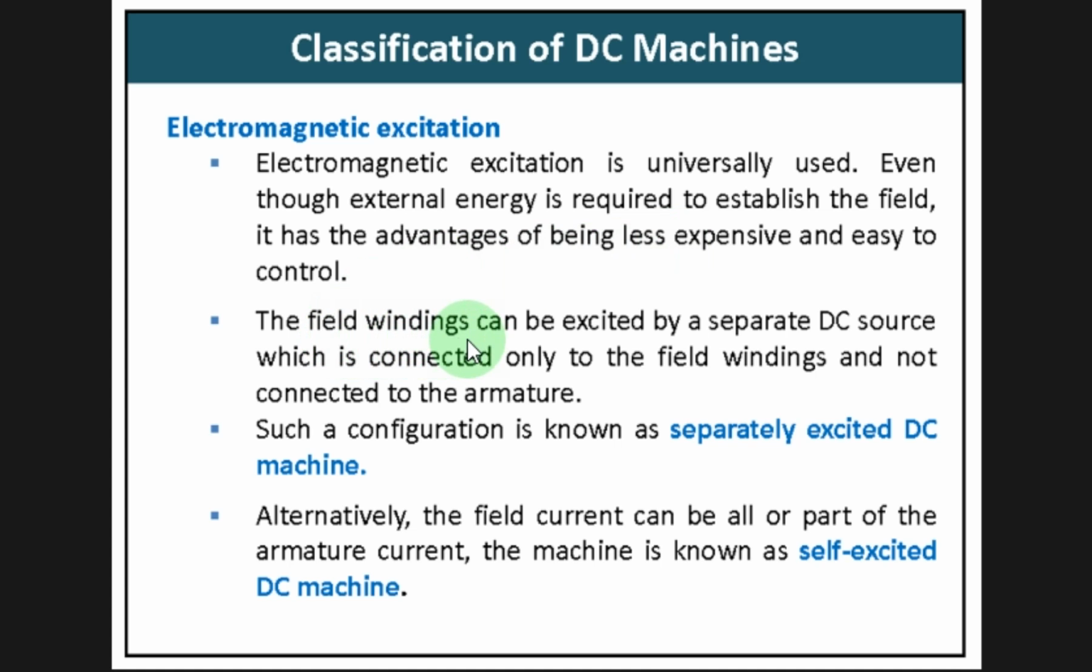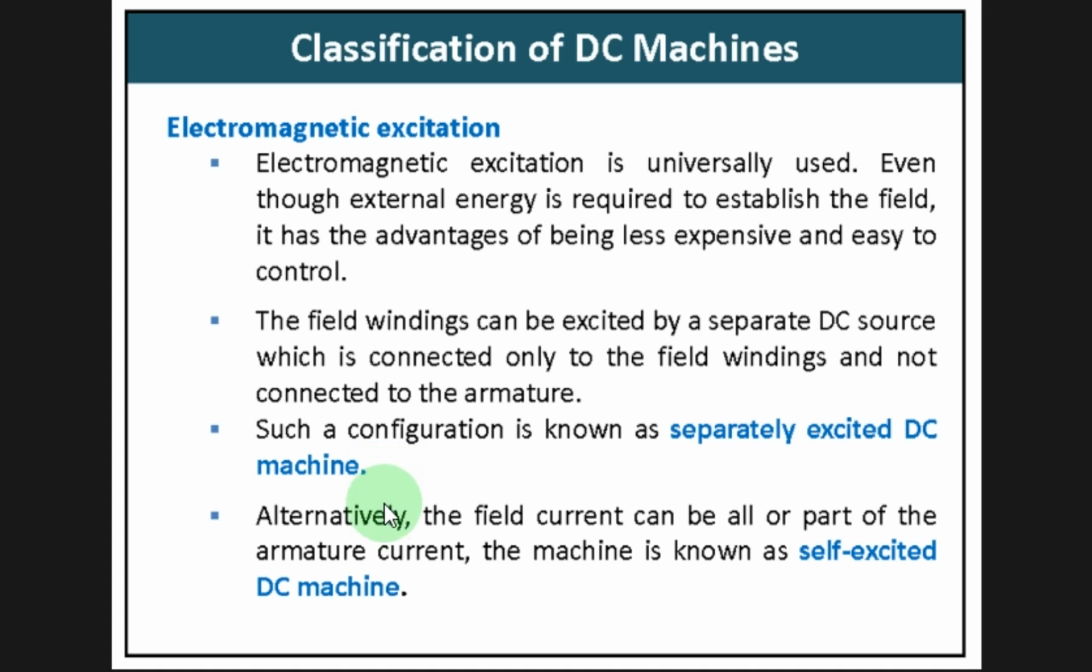The field windings can be excited by a separate DC source, which is connected only to the field windings and not connected to the armature. That means you can connect the field windings to an external separate supply, which is independent from the armature coil. Such a configuration is known as a separately excited DC machine.